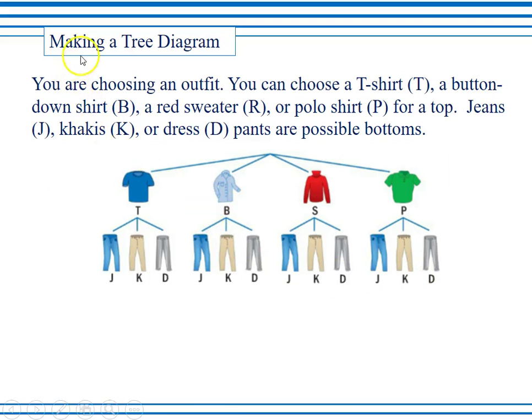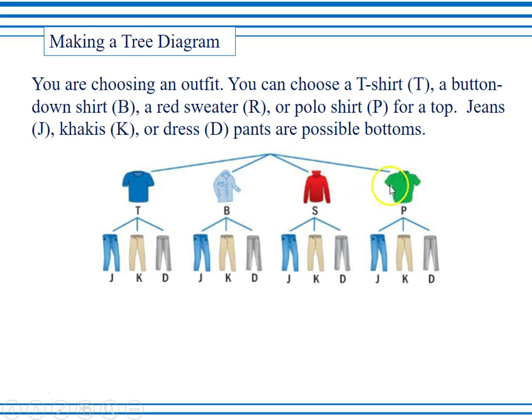In this example, we're going to make a tree diagram, which will help us make the organized list. So you have a choice of a t-shirt, a button-down shirt, a sweater, or a polo shirt. And for pants, you have a choice of jeans, khakis, or dress pants. So you're asked how many possible outcomes are there. So you can see that this kind of looks like a tree with branches.